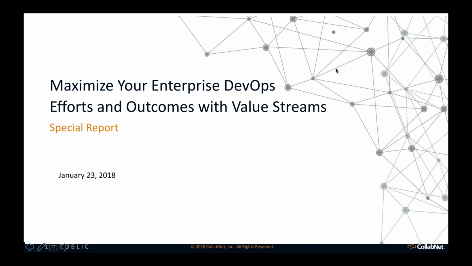I really want to make sure everyone realizes that the webinar today, Maximizing Your Enterprise DevOps Efforts and Outcomes with Value Streams, is based upon a special report co-produced by DevOps.com and CollabNet, which you can all download from the DevOps.com website or from CollabNet. We're going to talk a lot about the report today, but this webinar shouldn't serve as a substitute for downloading the report yourselves. The report's free, so I'm not trying to sell you anything here, but do yourselves a favor and download the report if you can.